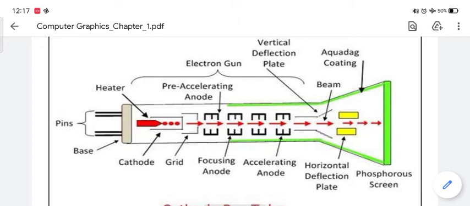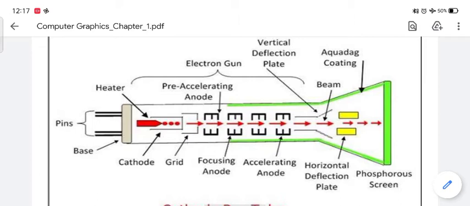The heater will produce the electronic signal, or electrons, like negatively charged electrons, and we have a control grid over there. Why is a control grid utilized? This control grid is used to control the flow of electrons to the system.